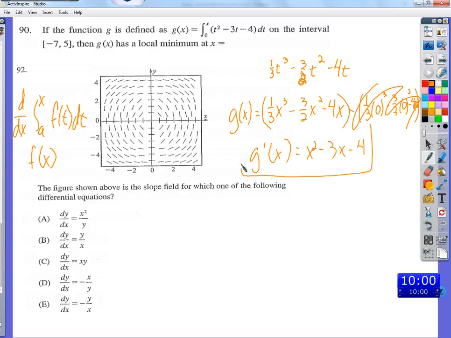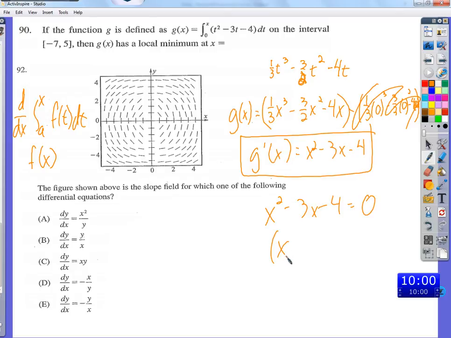So we just wound up with that x squared minus 3x minus 4. Okay, we found g prime. If we use the second fundamental theorem of calculus, we would have done it really quickly. Just jump down to what that is. Okay, then what do we do with it? Set it equal to 0. x squared minus 3x minus 4 equals 0.